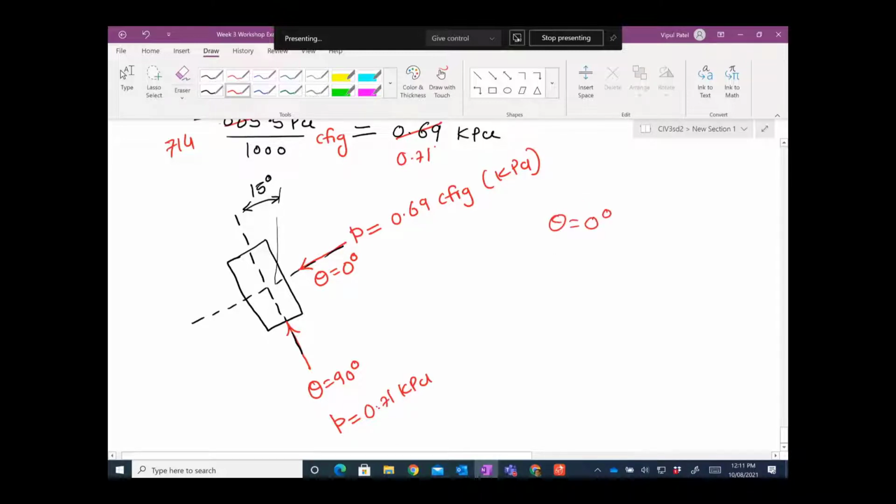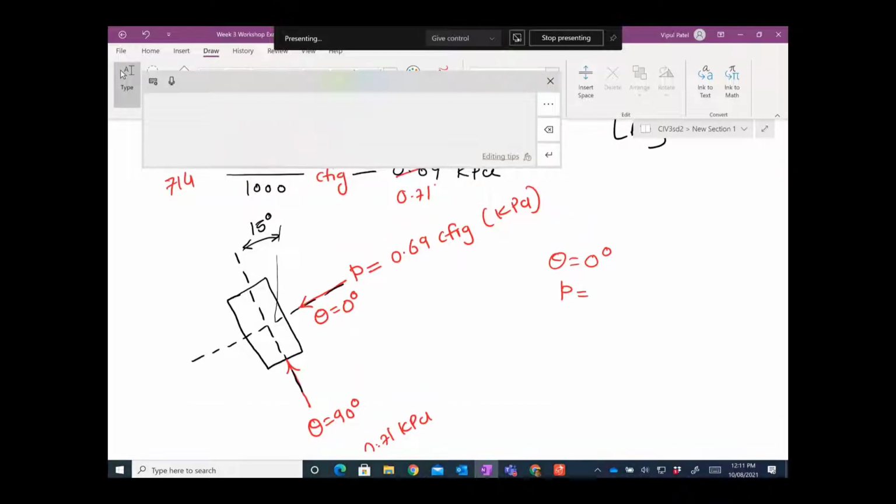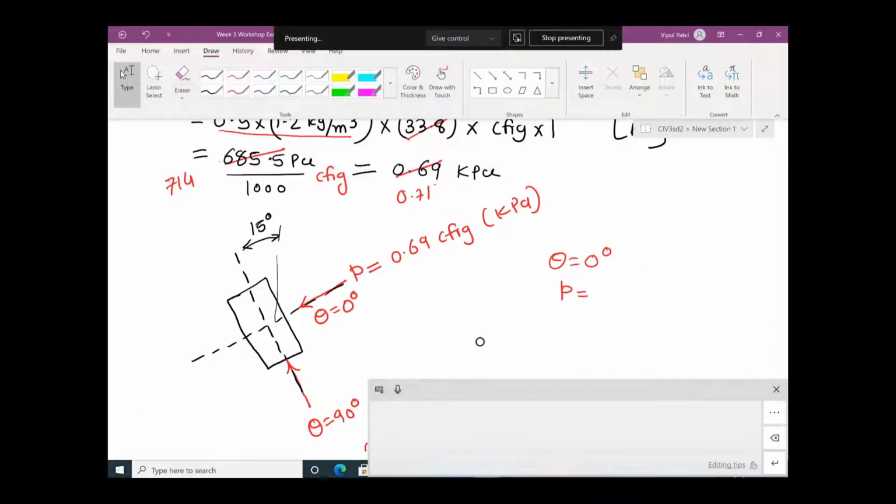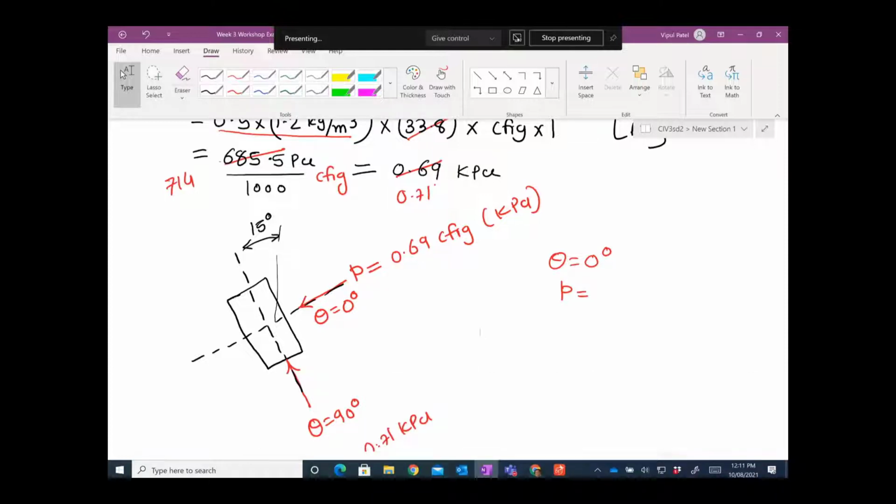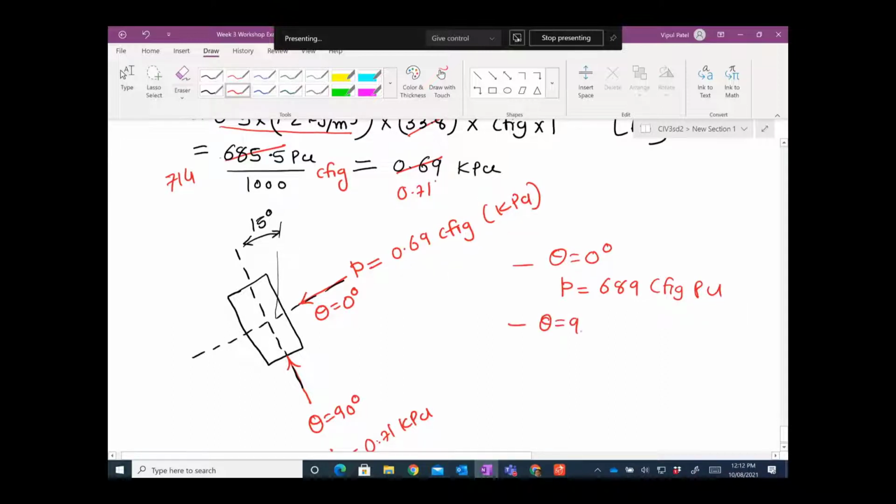Theta equal to 0, you have pressure about 689 pascals. Sorry, kilopascals. When you have a theta equal to 90 degree, your pressure would be around 740 pascals.